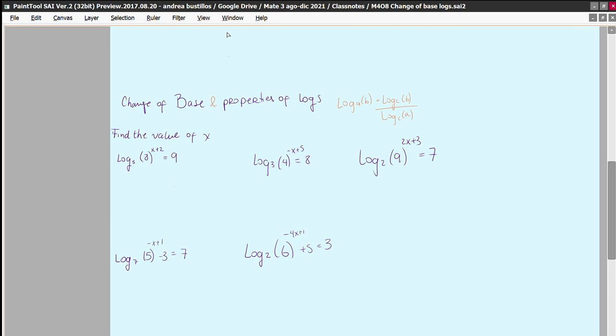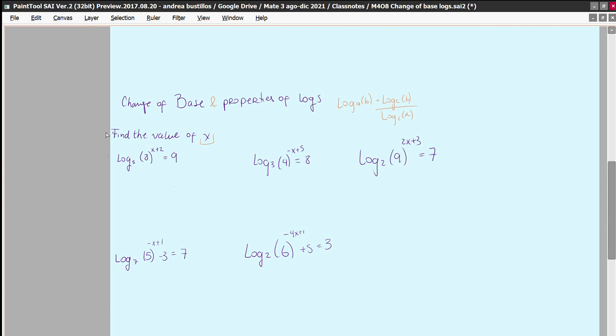In this type of exercise, we're going to use the change of base formula and the properties of logarithms to solve the following equations. Because we want to solve the following equations, that means we want to find the value of x. So to do that, we first have to notice that the x variable is in the exponent inside of a logarithm, meaning that to solve an equation, we first have to get rid of the variable in the exponent.